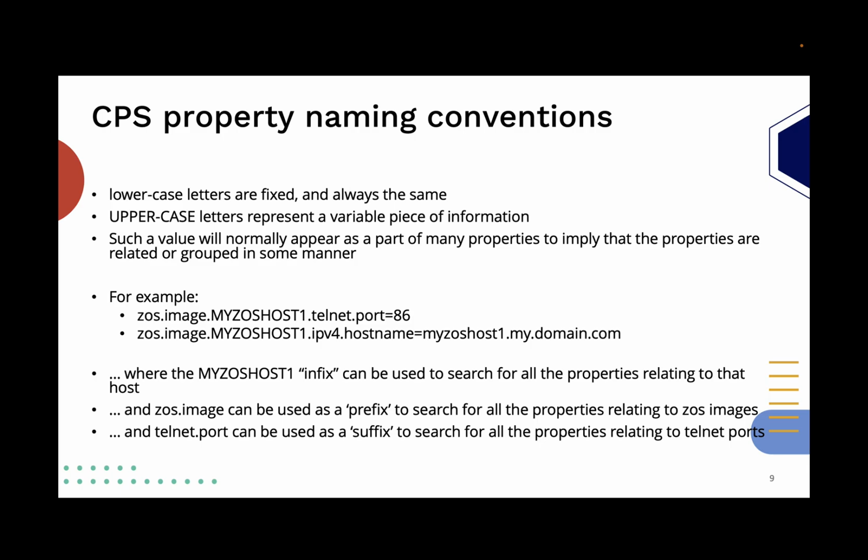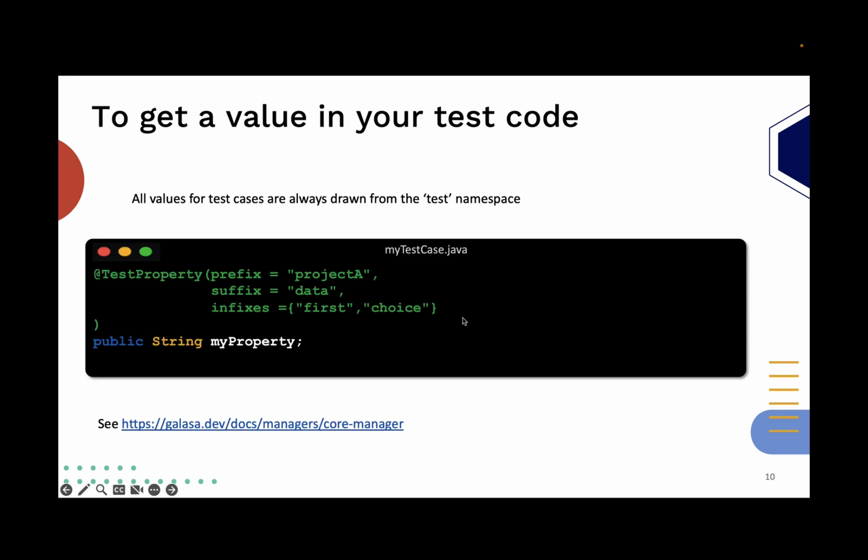In general, each segment of the name is lowercase, apart from pieces of the property which are variables that describe a specific instance of that property. But in general, if I wanted to identify this property at the top here, I would say a prefix of zos.image, an infix of my ZOS host 1, and a suffix of telnet.port. And that would get me the value of 86 out, which I could then use to control which port I connected to.